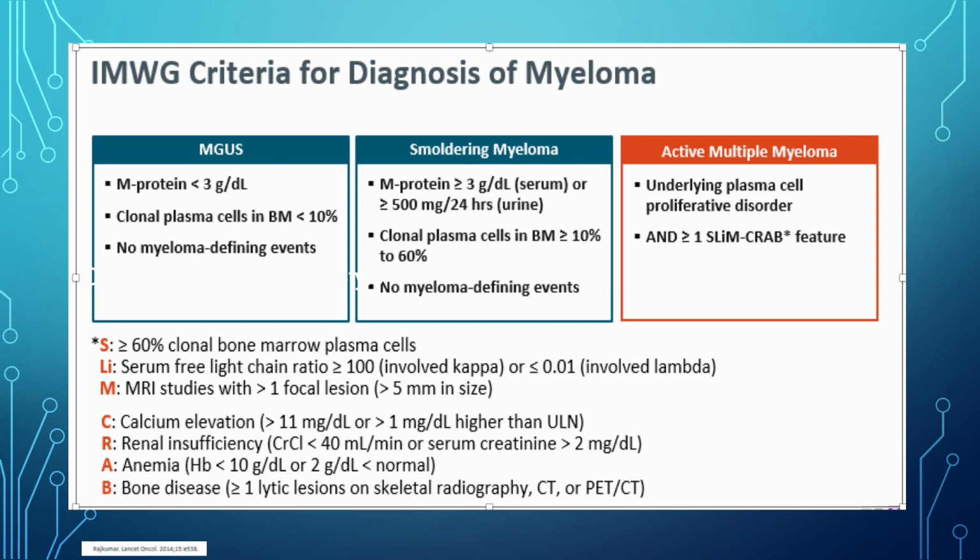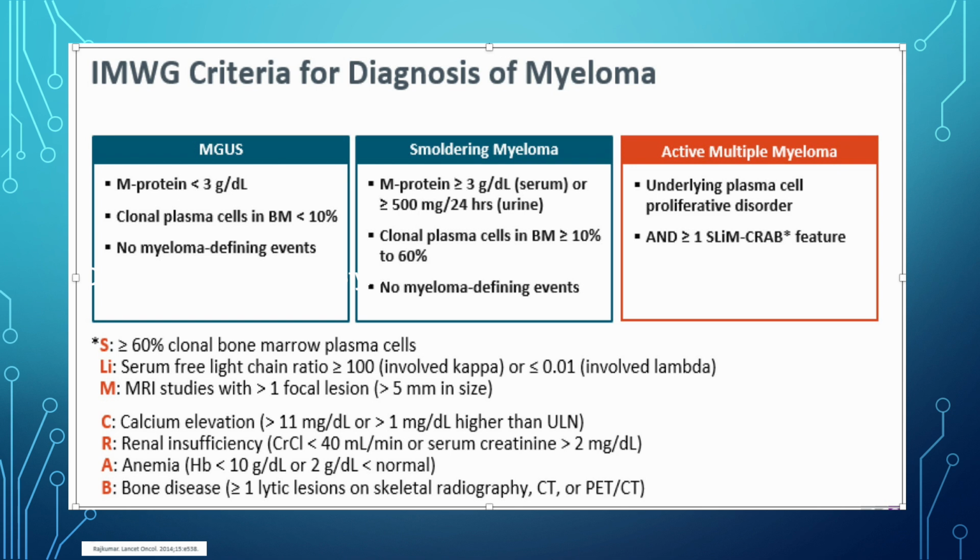Other things is that with MGUS, as the name indicates, it's undetermined significance. The patient is not symptomatic, so the M protein is going to be less than 3 grams per deciliter. Now, there's no myeloma defining event as well. Smoldering, on the other hand, has a clonal plasma cell concentration between 10 to 60%. So what I'm going to think is that the M protein is more than 3 grams per deciliter in the serum, or if I talk about the urine for 24 hours, it's more than or equal to 500 milligrams. But again, there's no myeloma defining event.